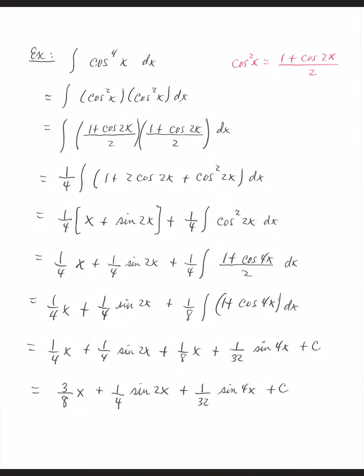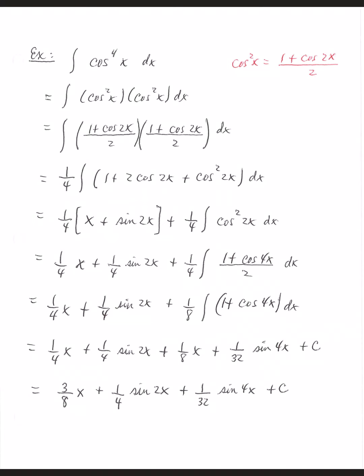The integral of cosine to the 4th x dx, 4 is even, so we can use that power reduction formula from the first slide, tip number 3. Cosine to the 4th x, that's cosine squared times cosine squared x. Replace with the power reducing formulas. I'm going to pull these 2's out. 2 times 2, that's why I'm pulling out a 1/4.